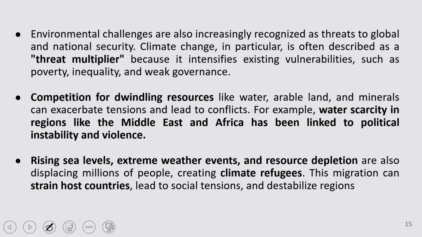For example, we can see the water scarcity issue in regions like the Middle East and Africa, which has been linked to political instability and violence. In the same way, rising sea levels, extreme weather conditions, and resource depletion are also displacing millions of people, creating climate refugees. And this migration can strain host countries, lead to social tensions, and destabilize regions.